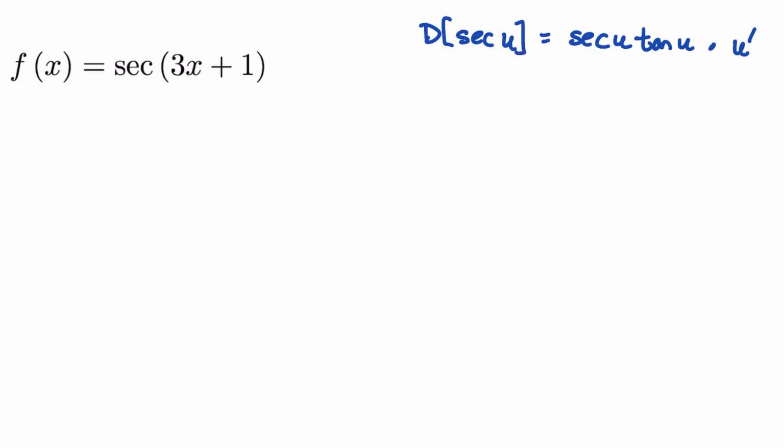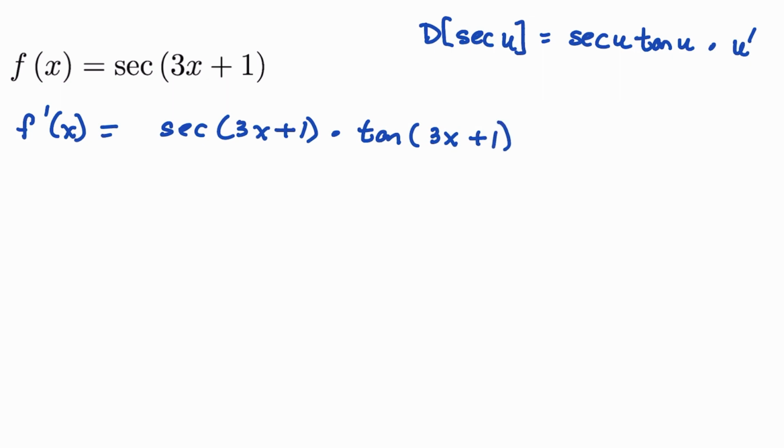the inside. So that means here f prime of x is equal to, so it's the secant of 3x plus 1 times the tangent of 3x plus 1, and then times the derivative of 3x plus 1. So if u is equal to 3x plus 1, this means that u prime is equal to 3.